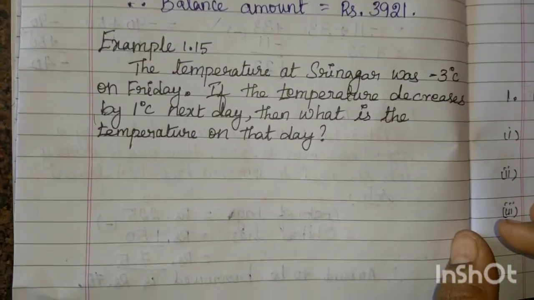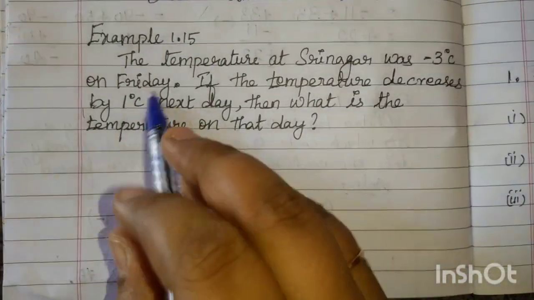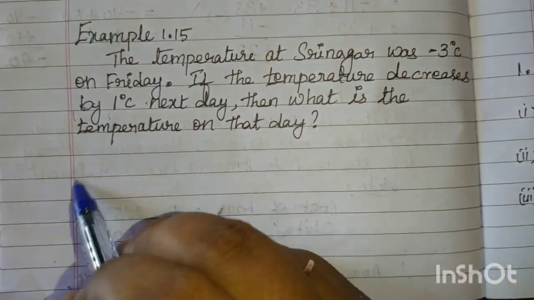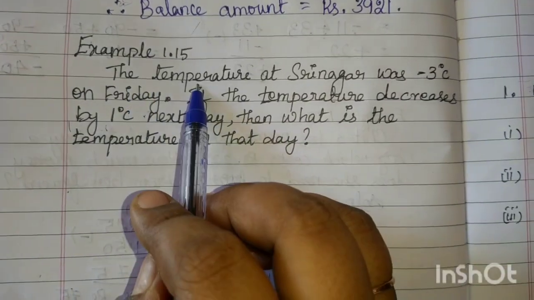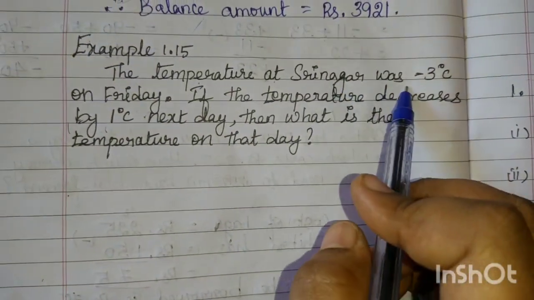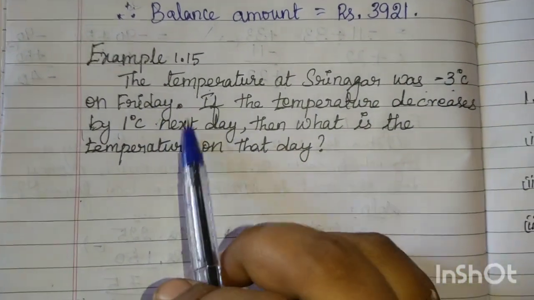Okay, now we are going to learn example 1.15. The temperature at Srinagar was -3 degrees Celsius on Friday.